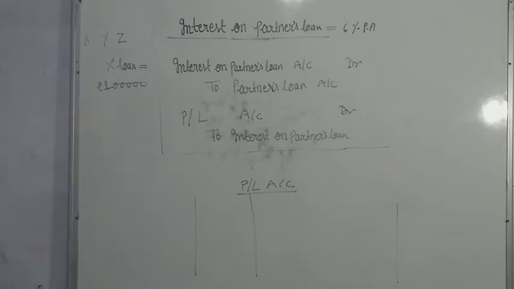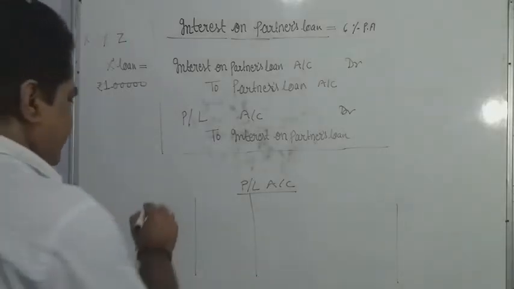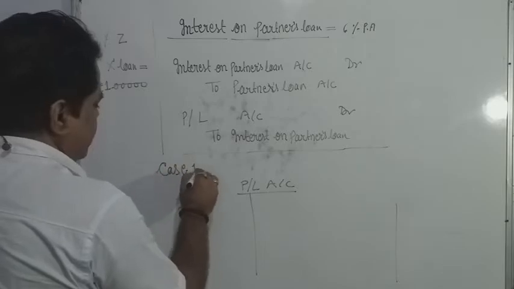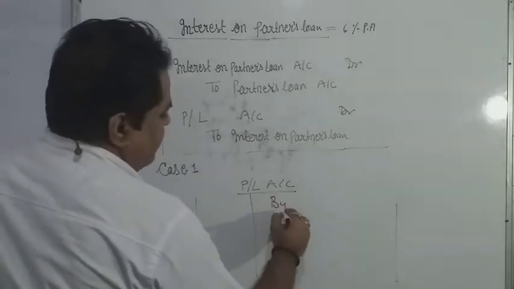Now I am giving one example. Suppose there are three partners X, Y, Z, and X has given a loan of rupees 1 lakh for the whole year. So in such a condition interest on loan will be calculated at the rate of 6% per annum. Now suppose I am just giving one example to you. Case 1, I am showing you case 1. Suppose that we are having profit.